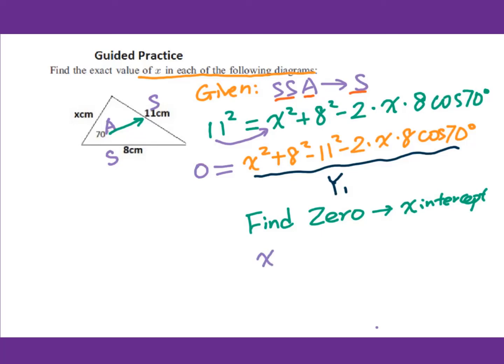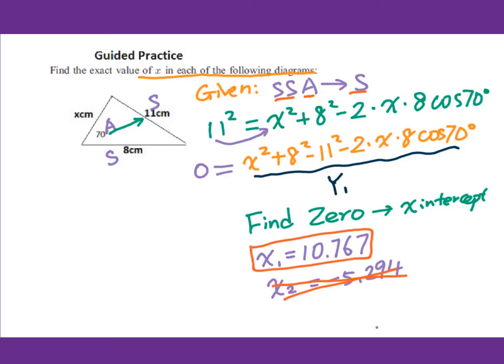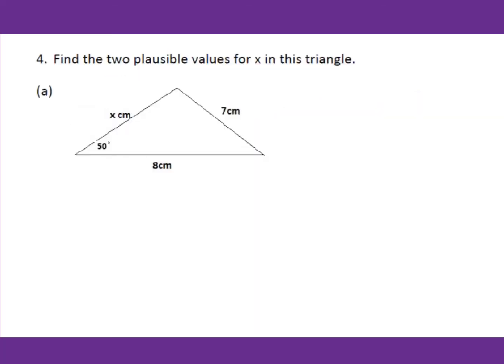We got x equals 10.767. That's x1. x2 equals negative 5.294. Since we are looking for the length of this triangle, therefore x2 is out. Only have x1. 10.767 will be the solution.